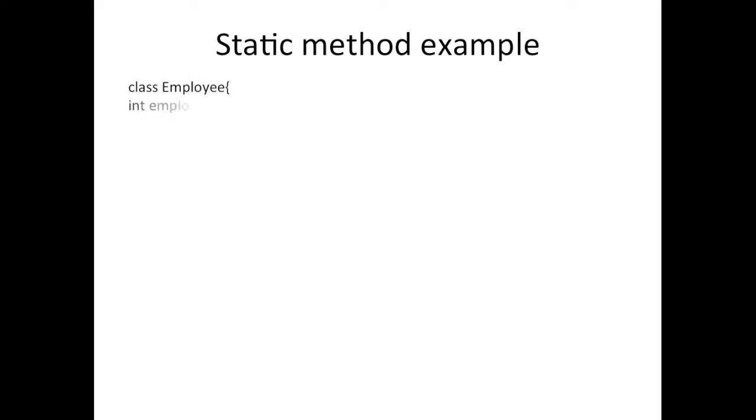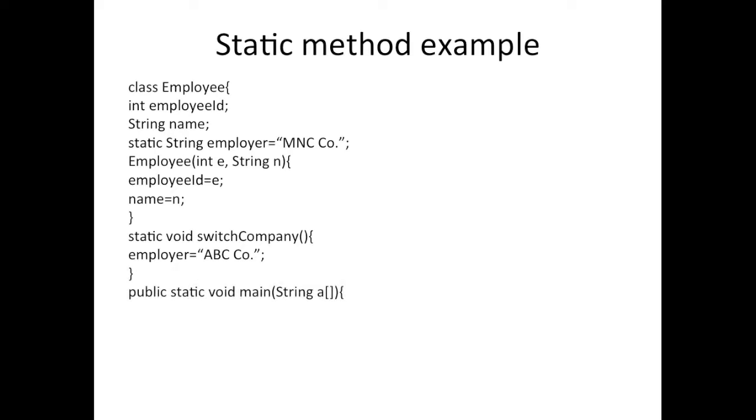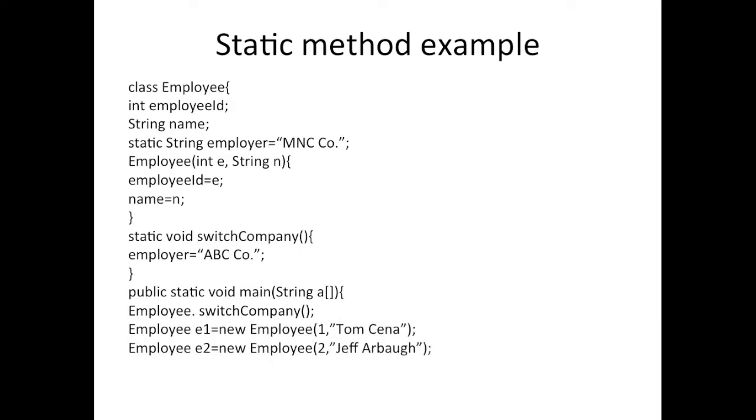Class Employee, int employeeID, String name, static String employer equals MNC company, followed by a constructor. Now we would be writing a static method which can update the value of the static String employer. Public static void main: Employee.switchCompany, Employee E1 equals new Employee, Employee E2 equals new Employee. Since initially we are calling the switchCompany method, the value would be altered to ABC company.